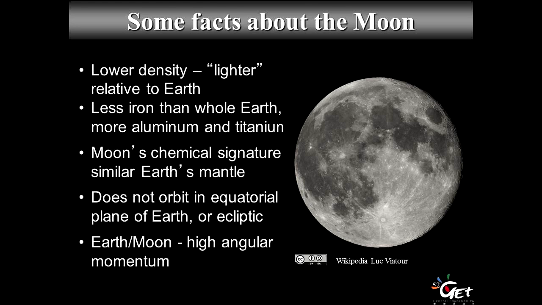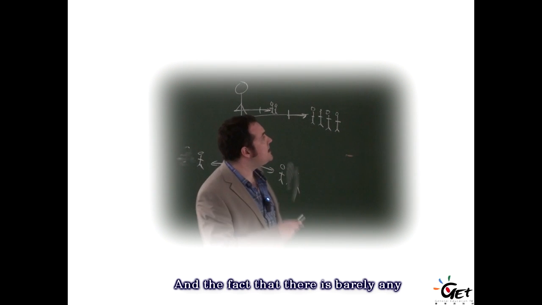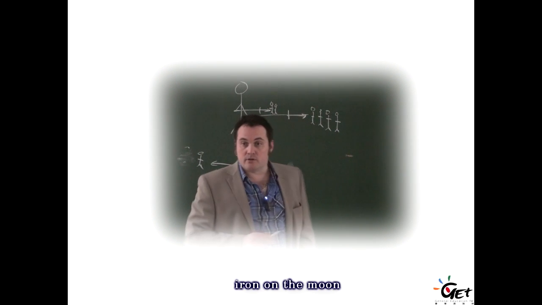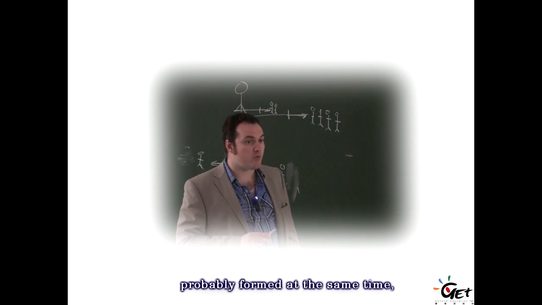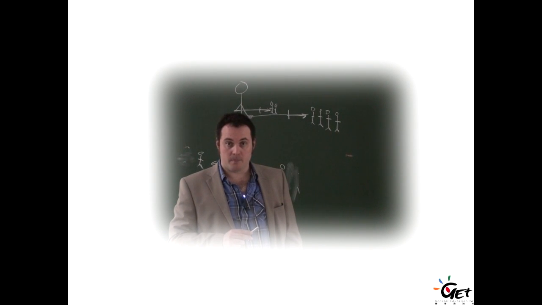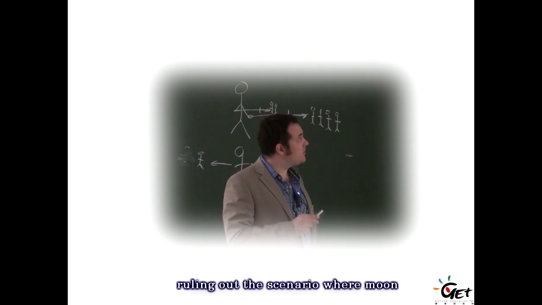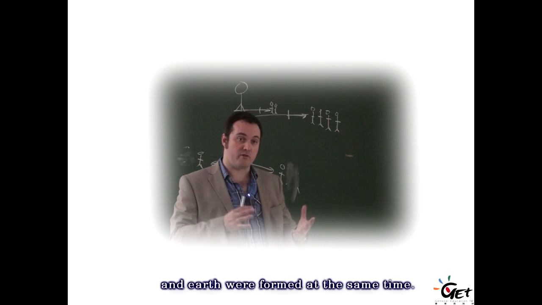So this tells us that probably Earth and Moon have something in common, because the chemical signature of the Moon is very close to the chemical signature of the mantle of Earth, but the structure of the Moon is very different from the structure of Earth. I mentioned that. And the fact that there is barely any iron on the Moon tells us that Moon and Earth probably did not form at the same time. So it's ruling out the scenario where Moon and Earth were formed at the same time.